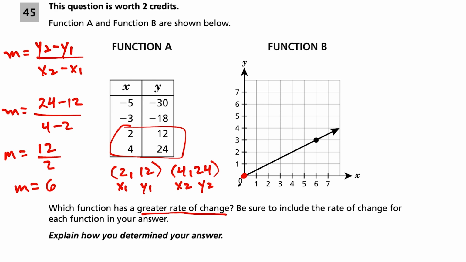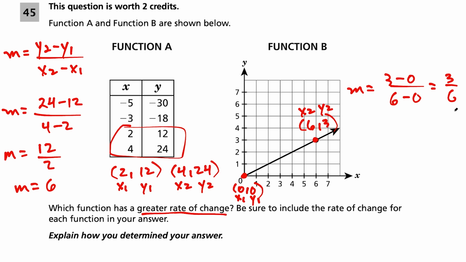Now for this one, this is the point 0, 0, and this is the point over here, 6, 3 like this. So if I find the slope between those 2 points, I can label this one as x1, y1, and I'll label this point over here as x2, y2. I'm going to do 3 minus 0 divided by 6 minus 0. Okay, so I'm doing the difference of the y values divided by the difference of the x values. And this gives me 3 divided by 6, and that simplifies to a half.